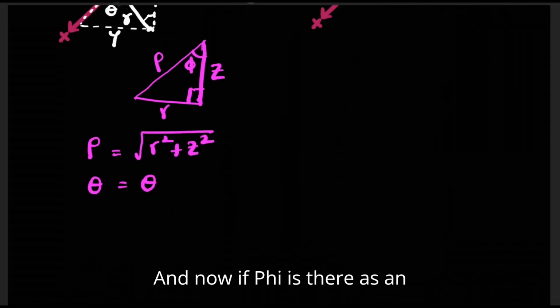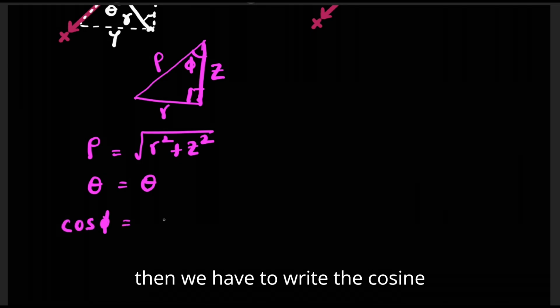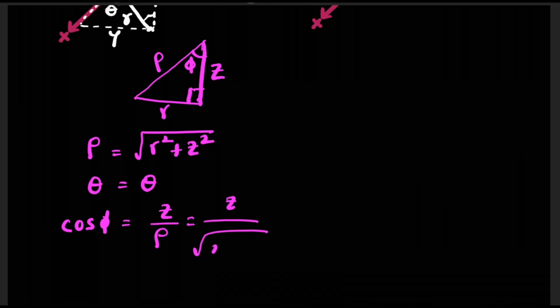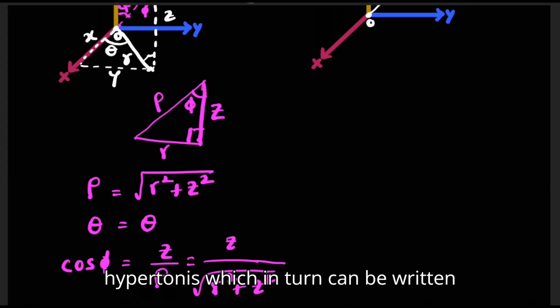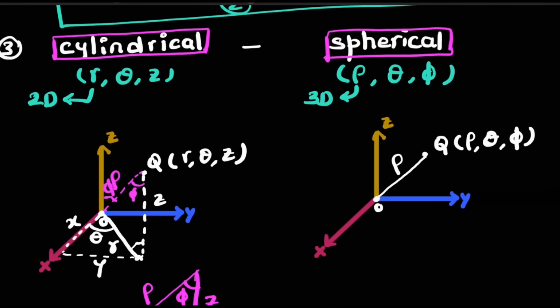And now if phi is the angle between rho and z, then we write the cosine of phi as z divided by rho, which is adjacent side divided by hypotenuse, which in turn can be written as z by square root of r square plus z square.